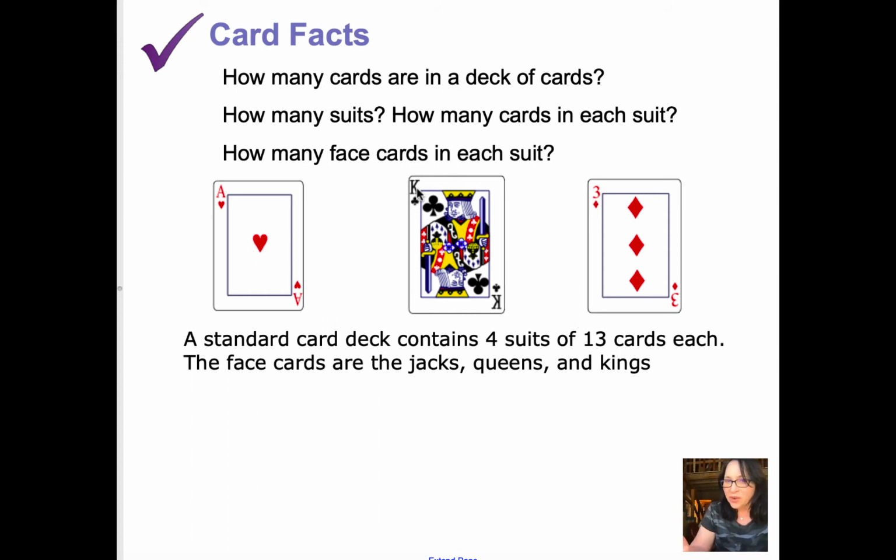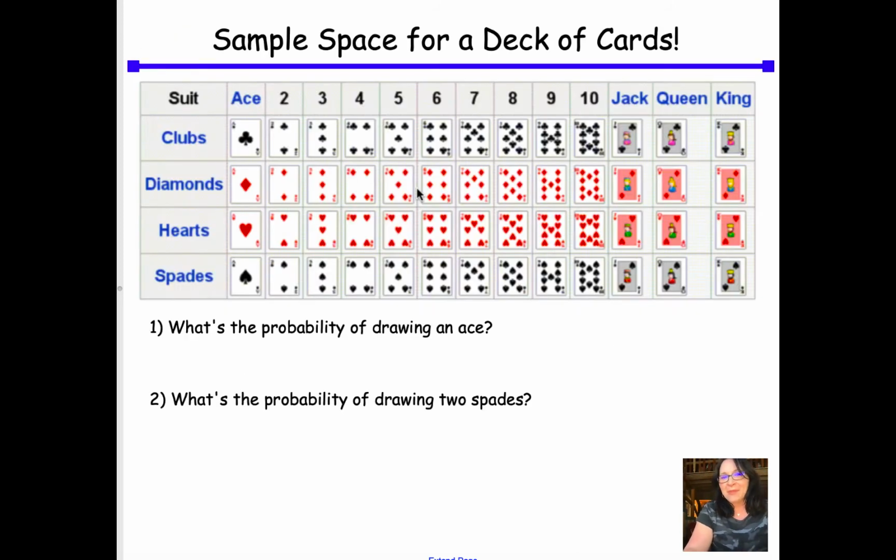Your face cards are the jacks, queens, and kings. Of course, you probably know this, but face cards are called face cards because they have a face on them: the king's face, the queen's face, and the jack's face. So here's a sample deck. We've got clubs, diamonds, hearts, and spades.